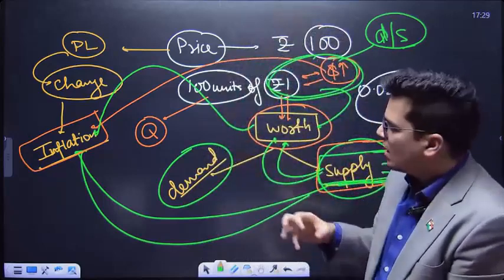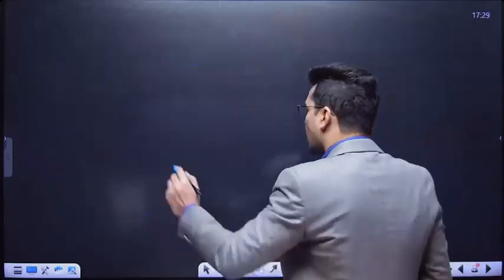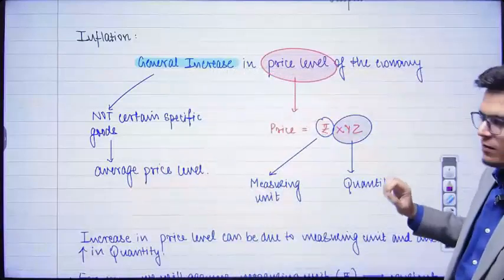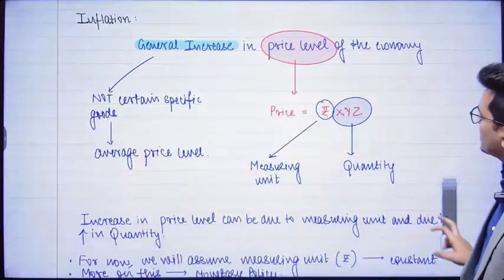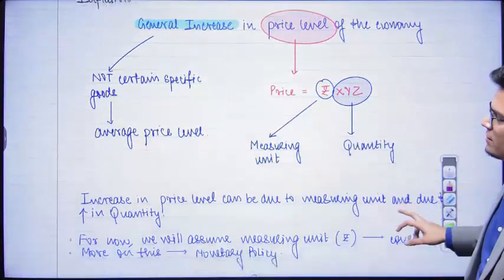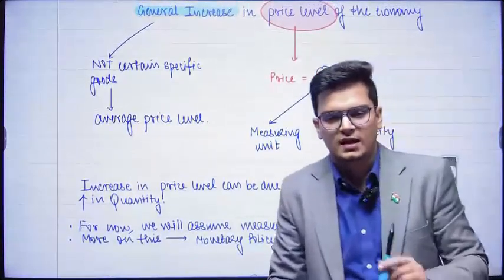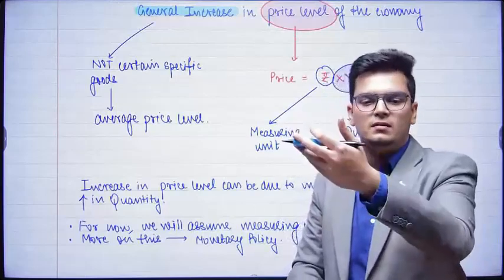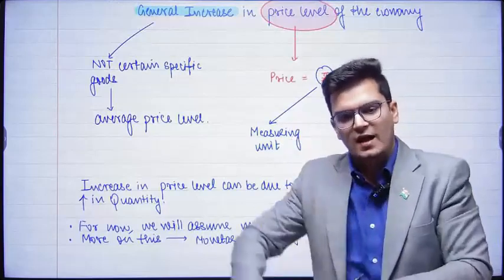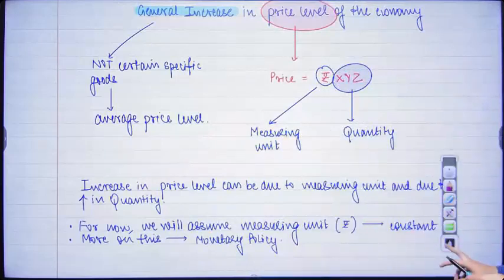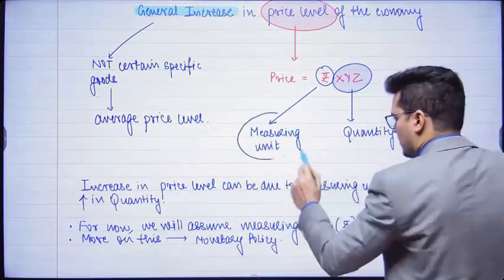Okay, now we start our discussion on inflation. For now, when we look at inflation, we will look at the general increase in the price level of the economy. General means average price level. We cannot say that if the price of one particular pen increased, inflation happened; that is not so. It is the average price level in the economy. Price level, or price, is seen in two terms: measuring unit and quantity.